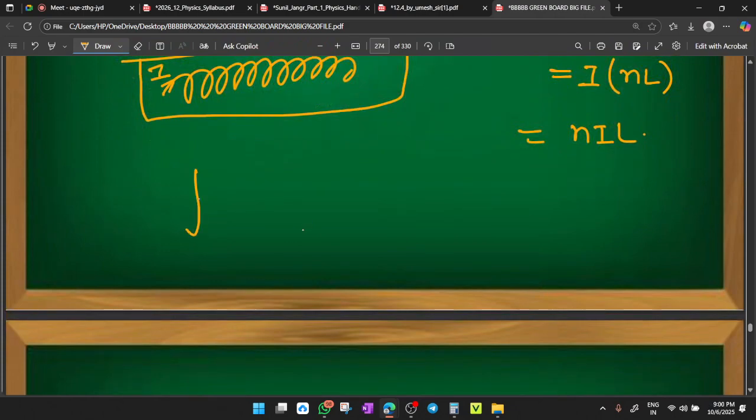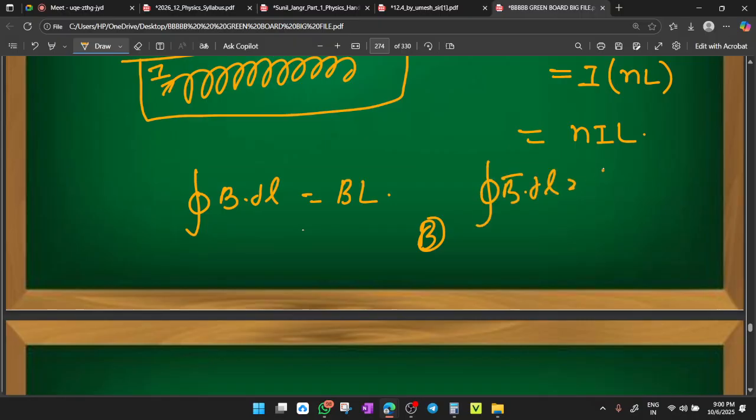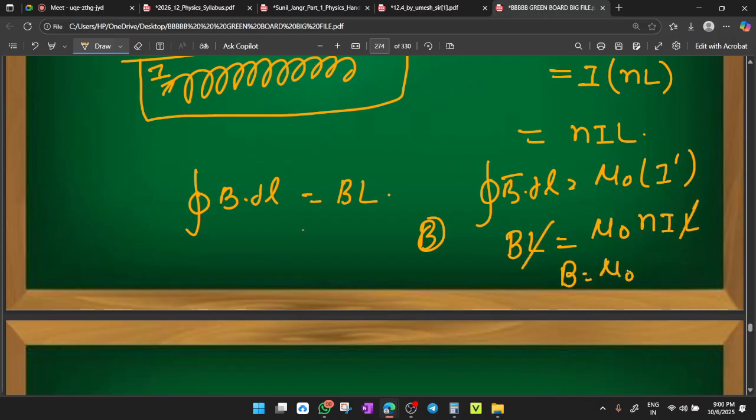Now we have B dot dl, which we found as B into L. By Ampere's circuital law, B dot dl equals mu naught into I enclosed. So B dot dl is BL, and here it is mu naught nIL. L and L cancel, and finally B equals mu naught nI. This is the derivation. Done.